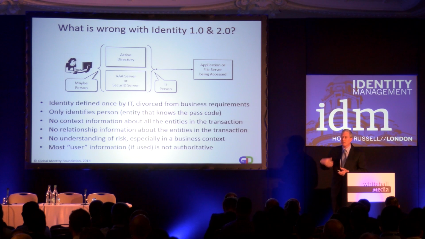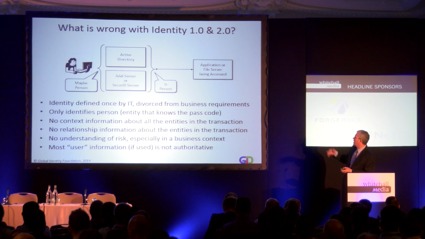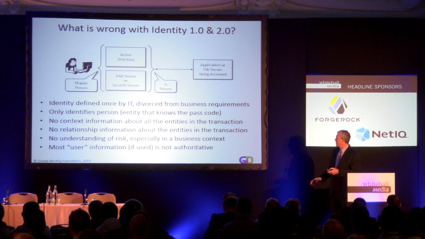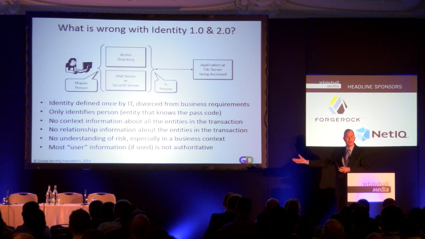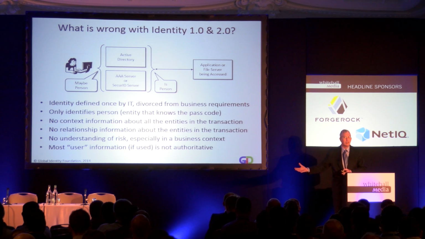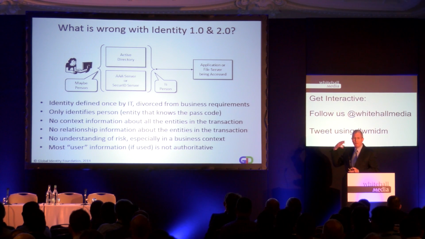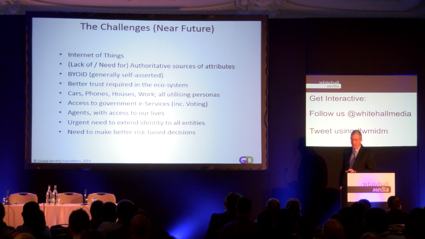Their risk has been totally and utterly divorced from that entire process. And as our previous speaker said, there is no context behind that or anything else. What we've done is we've enshrined that risk decision into a binary. So it only identifies the person. There's no context, there's no relationship, there's no understanding, and more importantly, most user information, if it's used, so Active Directory can have a whole load of other things in it, is not authoritative. It's all secondary information. And I could go on. We did about 11 or 12 epic fails of why identity is horribly, horribly broken and what we're doing wrong today. So let's look at the challenges.